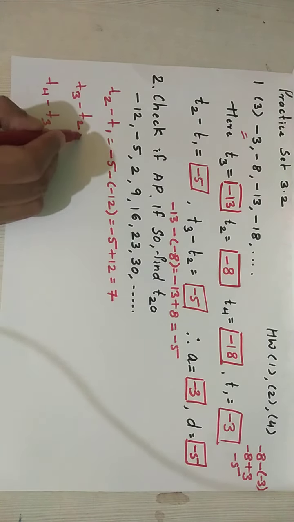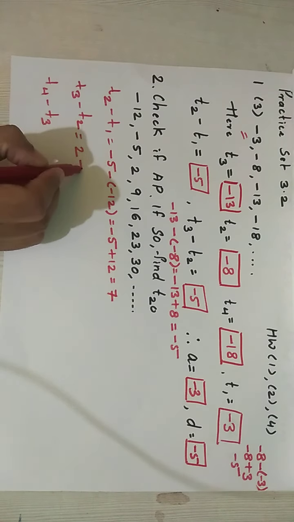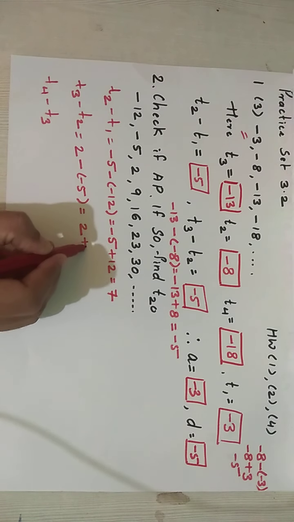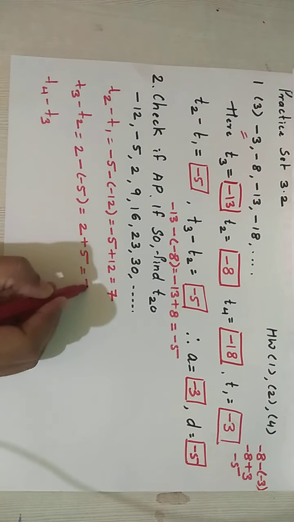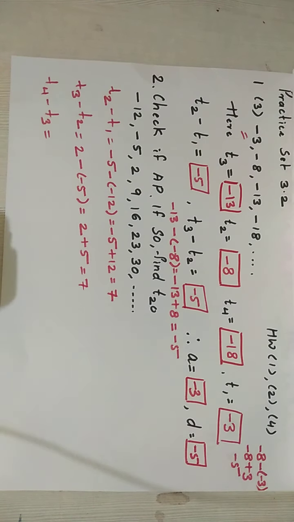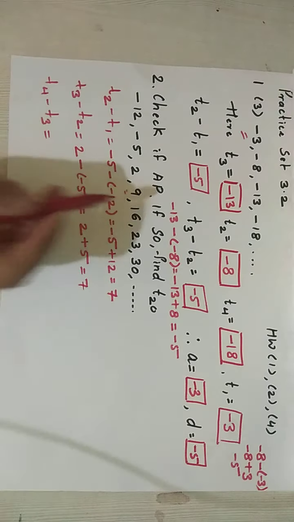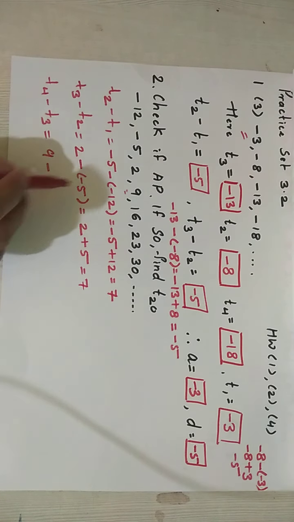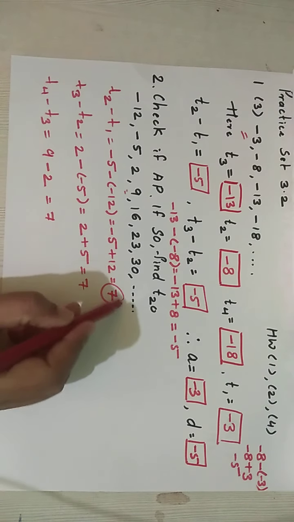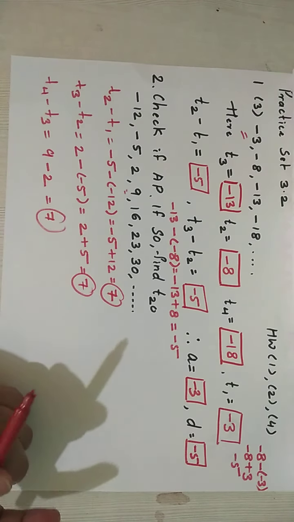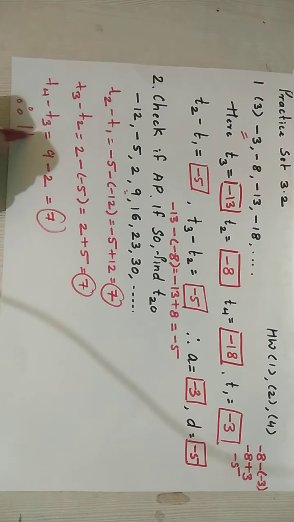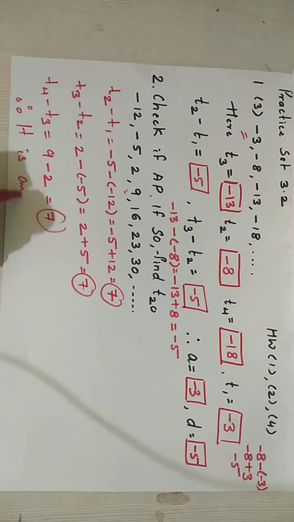Now T3 minus T2, that is 2 minus of minus 5, that is 2 minus minus plus 5, that is 7. Again we are getting a 7. Let's check for T4 minus T3. T4 means the fourth term. 9 minus T3 is 2. The answer is 7. So if you observe, every time we get the difference same. So this proves that it is an AP. So write over here, therefore it is an AP.